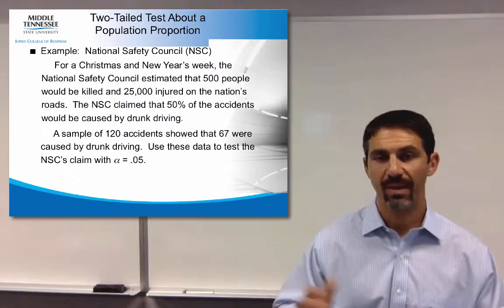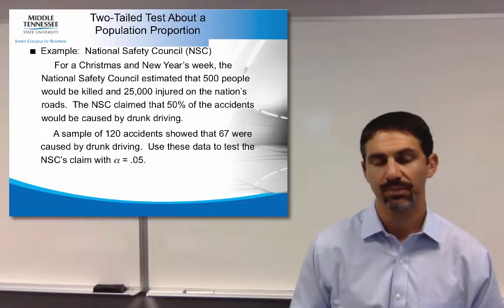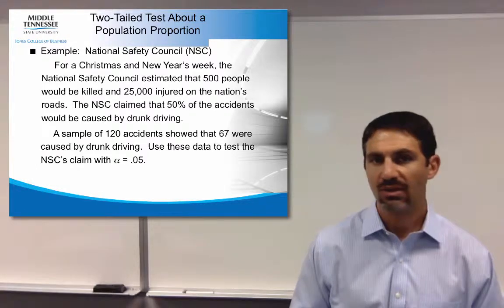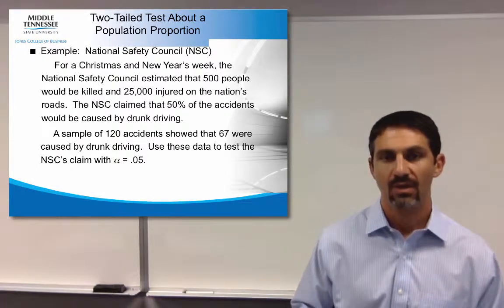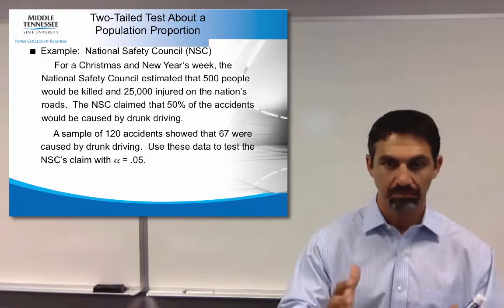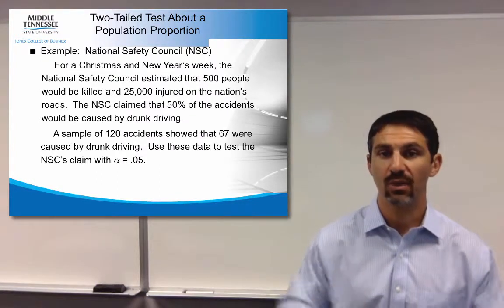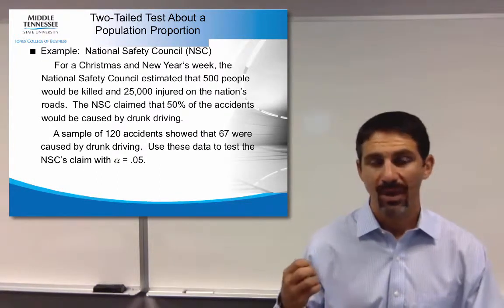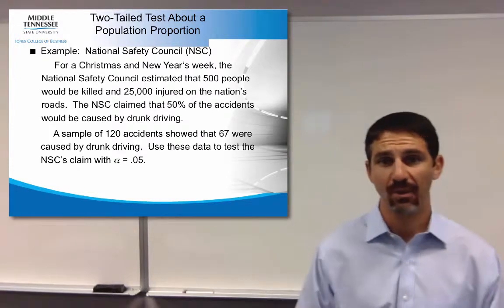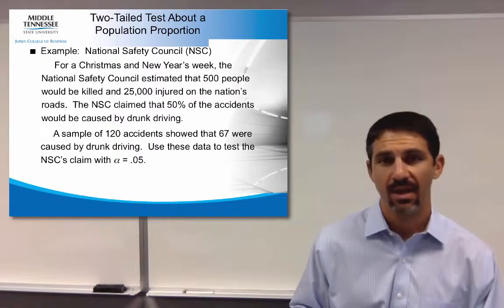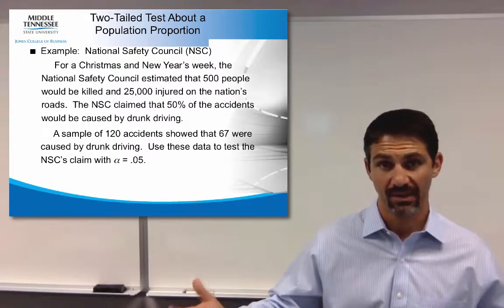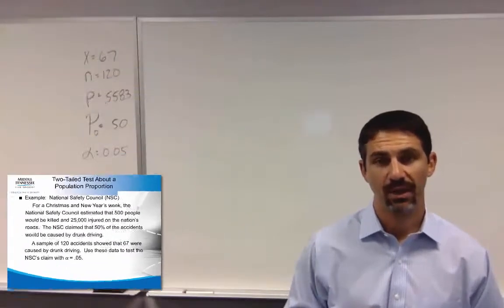Now, think about this. We want to prove this claim correct. All they're saying is that it's equal to. So we want to see if it's either equal to or significantly different. Now, we of course know that 67 divided by 120 is not 50%, but is it significantly different than 50%? That's what we want to know.